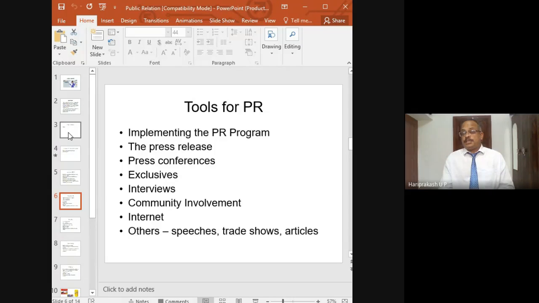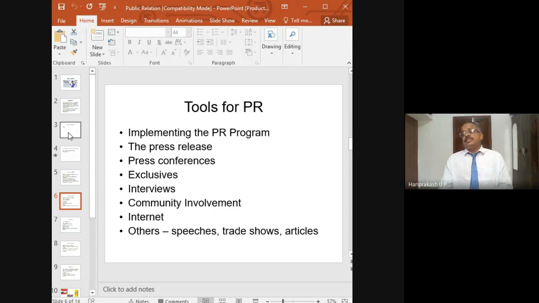Press conferences, where you call on the press reporters and tell what are your plans for the future, what you are going to do. So that is press conference. Exclusives means you give reports in limited or specific media channels. So that is exclusives. Interviews, you may give interviews in some media. It may be magazines, it may be radio, or it may be newspaper, television.